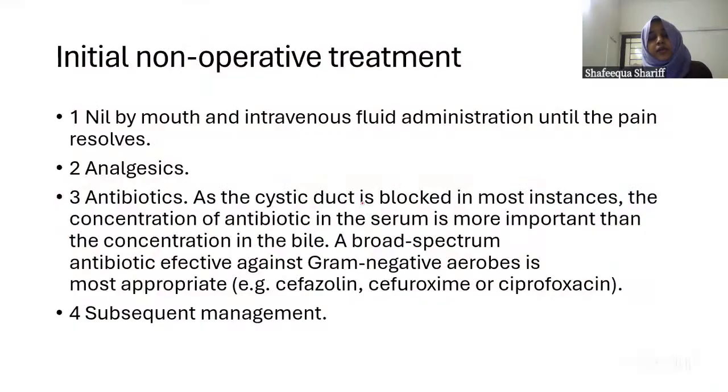So initial non-operative treatment in acute cholecystitis: keep the patient nil by mouth and start intravenous fluid administration until the pain resolves, give adequate analgesics and antibiotics. But when you're giving antibiotics, keep in mind that usually the cystic duct is blocked. So antibiotics that are secreted in the bile may not be very feasible in these situations. You can choose an antibiotic that will concentrate in the serum. A broad spectrum antibiotic, which is also effective against gram-negative aerobes, is preferable, like cefazolin, cefuroxime, or ciprofloxacin. Then subsequent management, you will take as you go based on the patient.